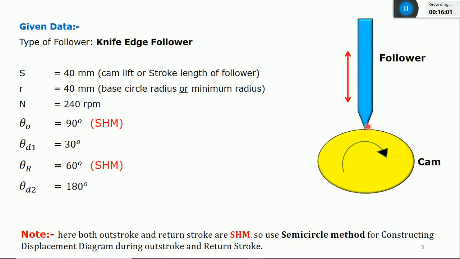After the follower moves in the upward direction, it will take some rest. It will not suddenly come down. But the cam will be rotating continuously. The cam will not stop in between. But after the follower moves upward, it will take rest. It will come down again.